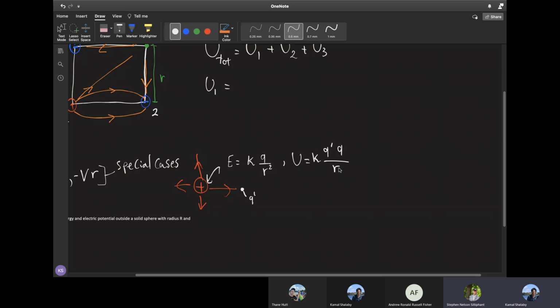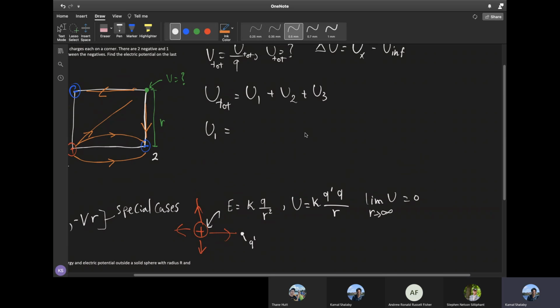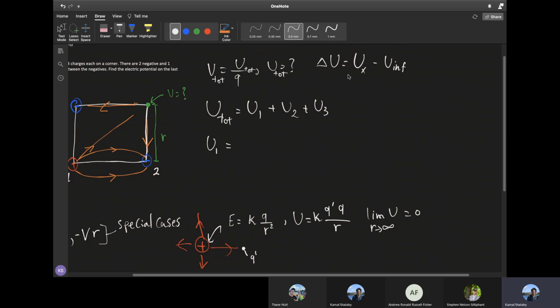As this goes to infinity, that means U... okay, let me write that. So we have the limit of U as R goes to infinity is 0. This gets too big, and when you divide anything small over something big, it gives you 0, basically. So that's why we take infinity as our reference point. Because the change in U is equal to U_x minus U_infinity, but if U_infinity is just 0, you only have U_x.